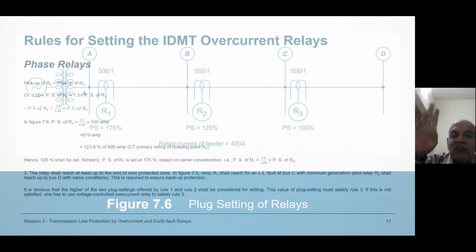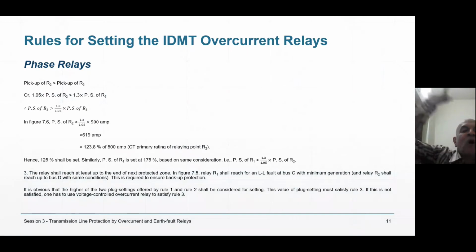The rule is the pickup of R2 should be higher than pickup of R3. You may say that one is 1.3 times and the other one is 1.05 times; okay, well and good, I am not worried. But this is the worst case: 1.05 times the plug setting of R2 should be higher than 1.3 times the plug setting of R3.